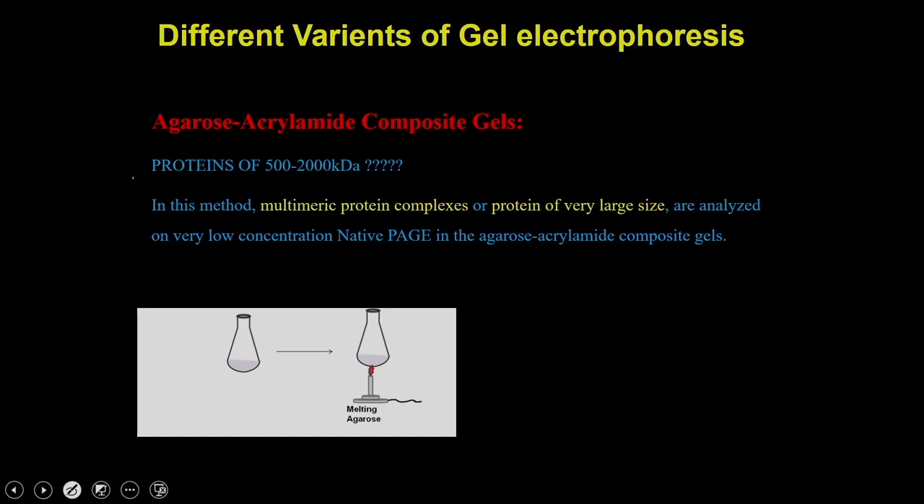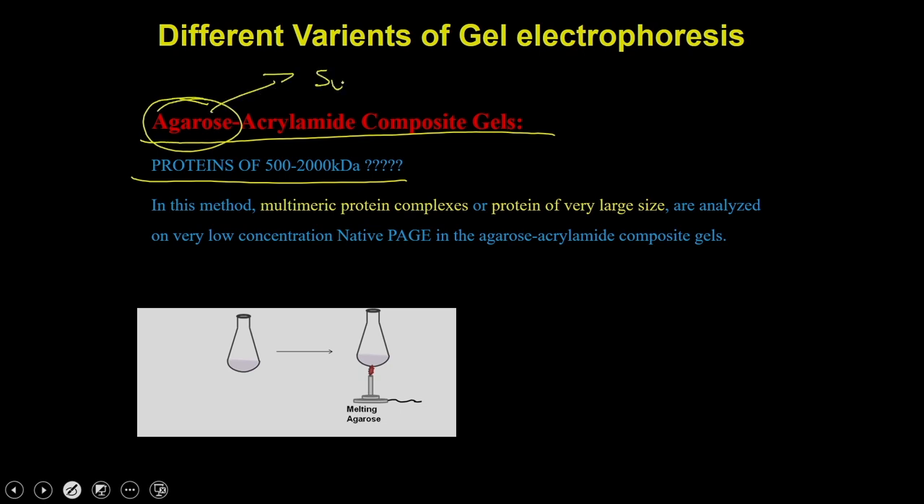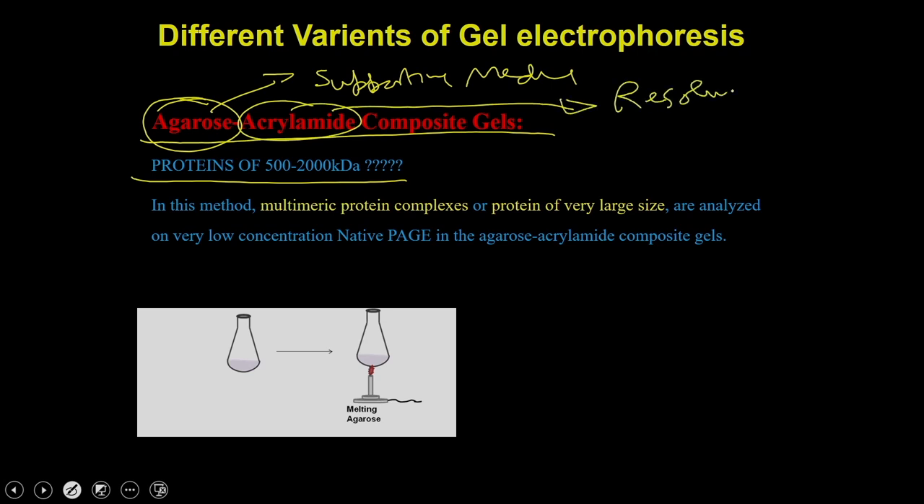So if you have a protein of 500 to 2000 kDa, you can use agarose-acrylamide composite gels, where you use the agarose for providing the supporting media, whereas the acrylamide is used for resolving the sample. So you have used two different gels and utilized their properties.